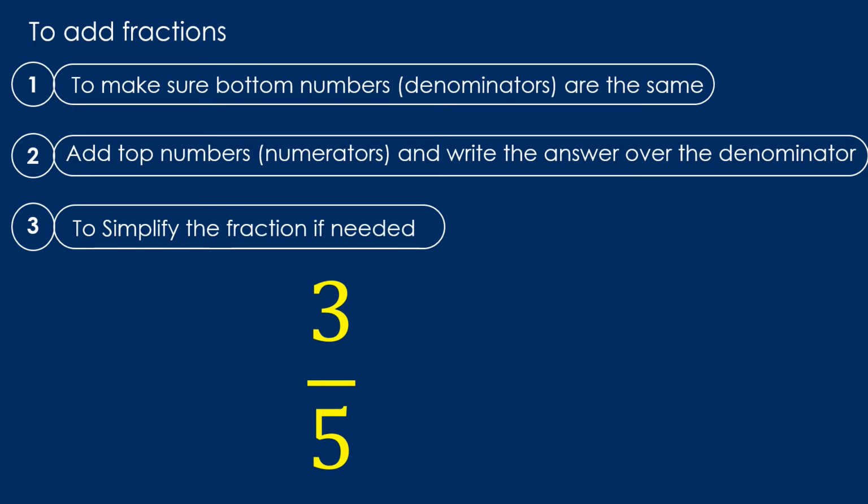The top number of a fraction is the numerator, and the bottom number is known as the denominator. Next, let us see some examples.